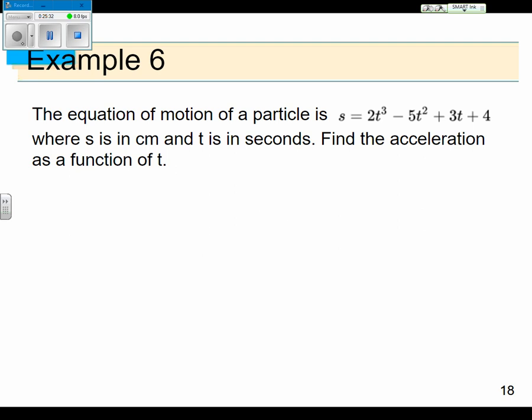Okay, so I've got this particle that is moving around, and this is the position function right here. Can I find the acceleration from that? That's the second derivative. I'm going to take the derivative of this s up here. Derivative of that s is going to tell me what? The derivative is going to tell you velocity.